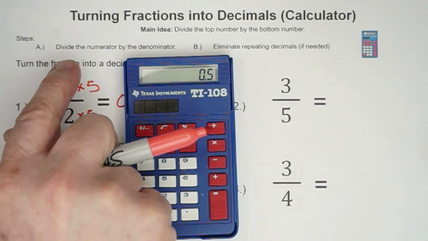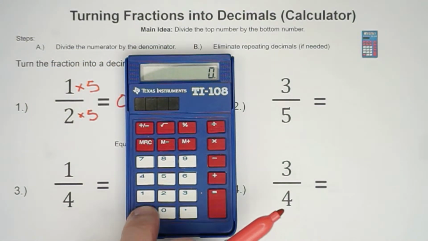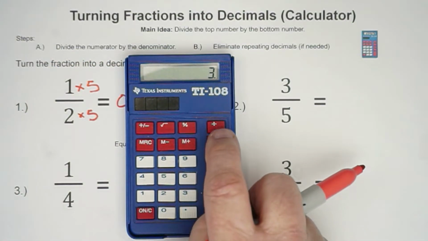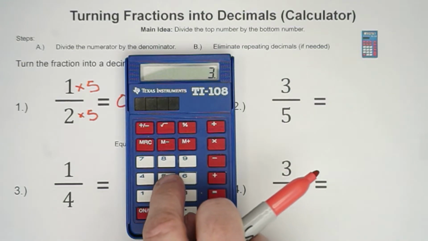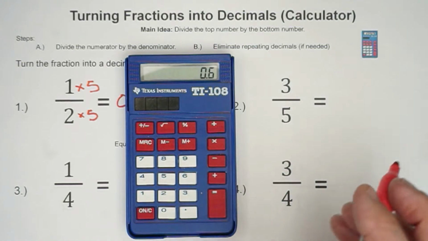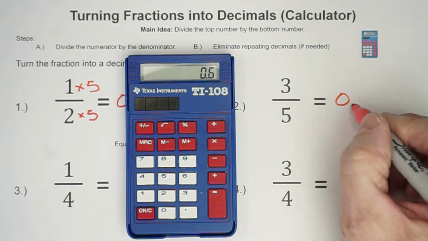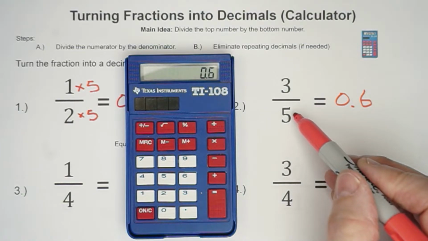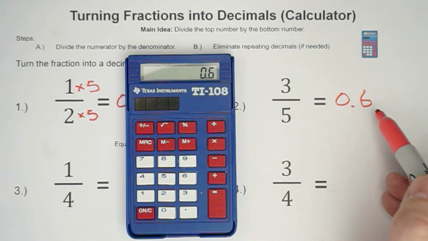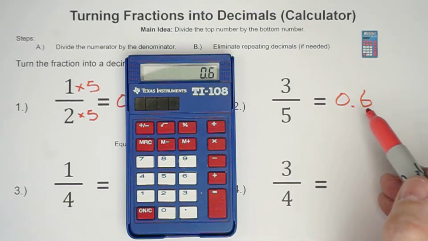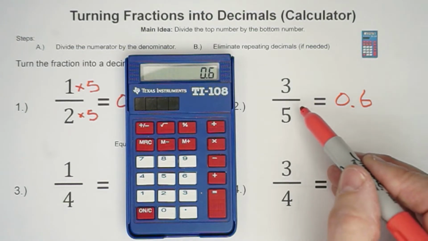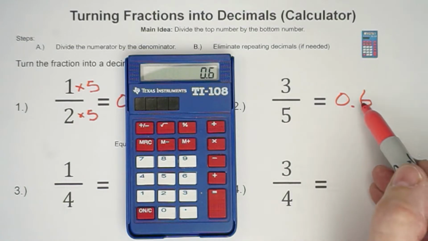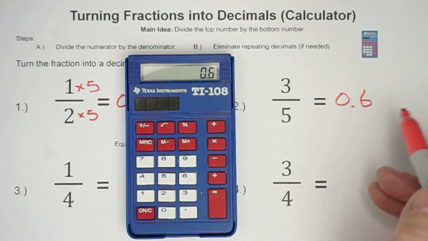Okay, let's try 3/5. And our step is to divide the numerator by the denominator. So 3 divided by our 5. And that would be 0.6. So we would read this as 3/5 is equivalent to 6/10. And remember, we could find an equivalent fraction by multiplying. So when it's decimals, it's not always exact, but it is an equivalent fraction.